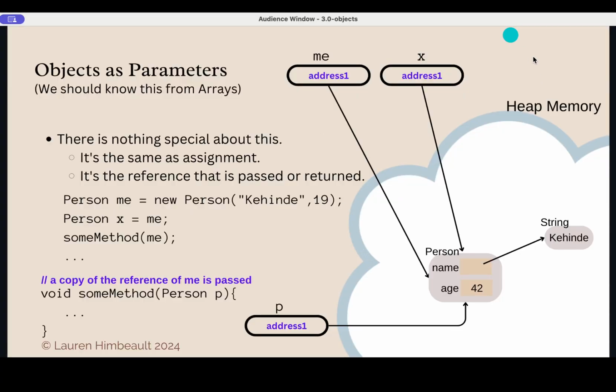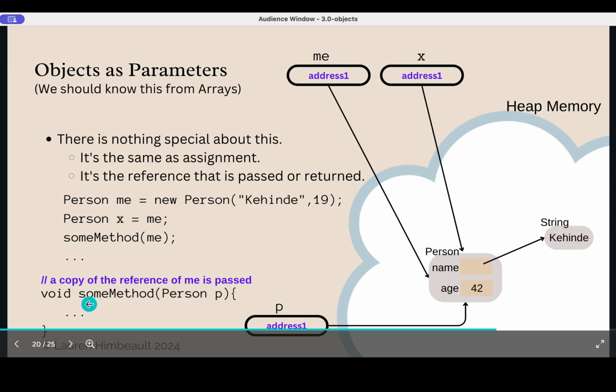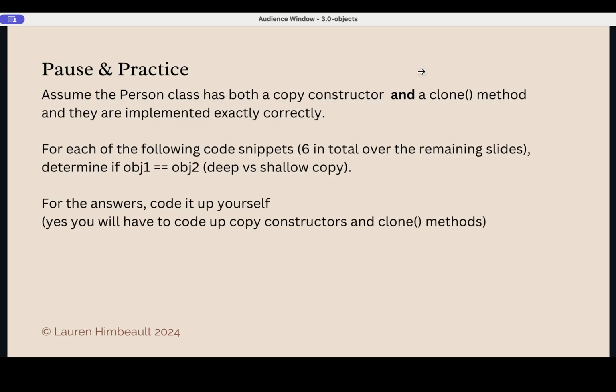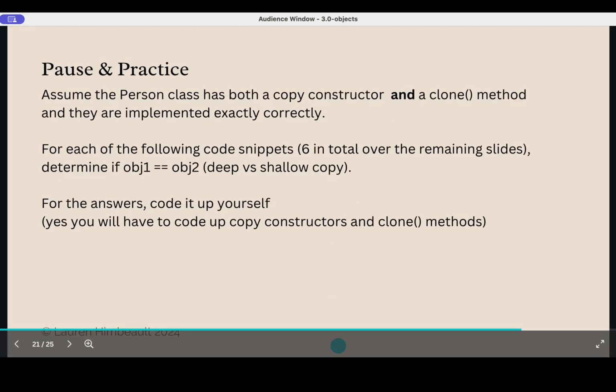So now we have me and X right here, and they're the same because right here we say person X equals me. And then when we pass me into some method, and we call it person P, look, they're all address 1 because it just passes the address in, which means if we make a change inside this method, it affects this person, which also affects me, which also affects X in this scenario. So understanding that deep and shallow copy is clearly super important.